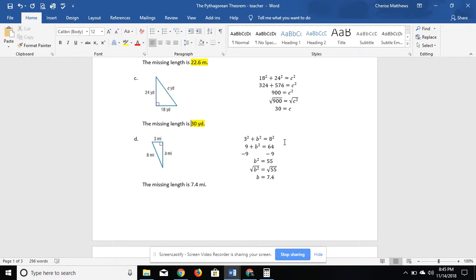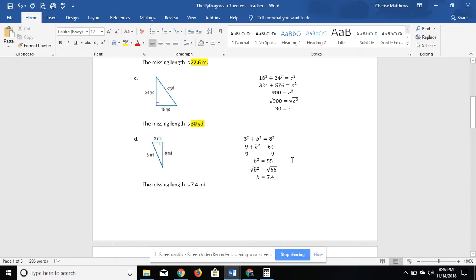So now I'm going to say 3 squared, which is 3 times 3, which is 9. And 8 squared, 8 times 8, is 64. We're going to minus 9 on both sides because clearly we cannot add. There's the equal side of B squared all alone. And once you do something to one side, you have to do it to the other side of the equal sign. Subtract 9 from both sides. That's going to give you B squared equals 55.